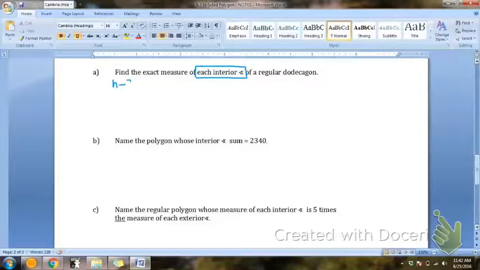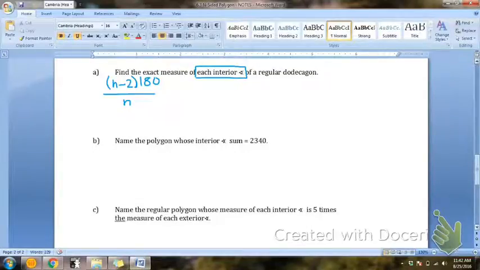So we always have to do n minus 2. Then to get the total inside of the dodecagon, we would multiply the triangles times 180. But if I wanted to know how much each one was, once I got that total, I would divide it by the number of sides, or number of angles. Okay, so just thinking through the process, you don't necessarily have to memorize the formulas. Okay, so how much is a dodecagon? 12. And you can look back, that's fine.